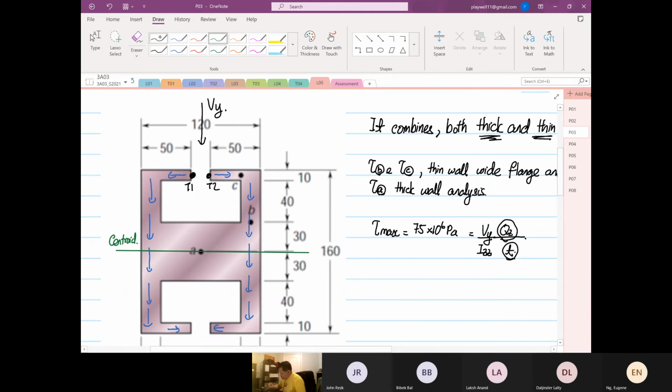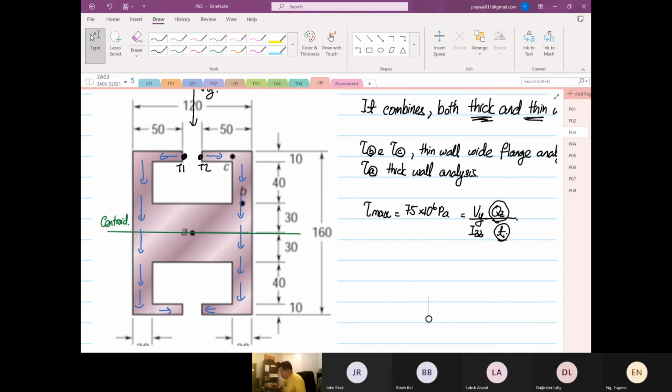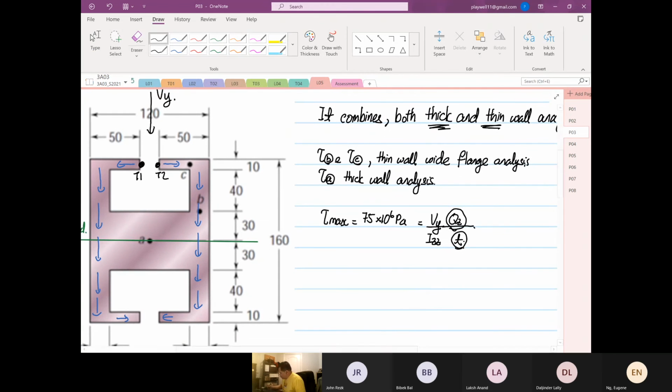So first things first. Now you can appreciate why point C and point B is a wide flange analysis, yes or no? Because the terminals start from two separate terminals. That's the only reason. So let's find the shear stress at point C. So we know that it's a wide flange analysis.